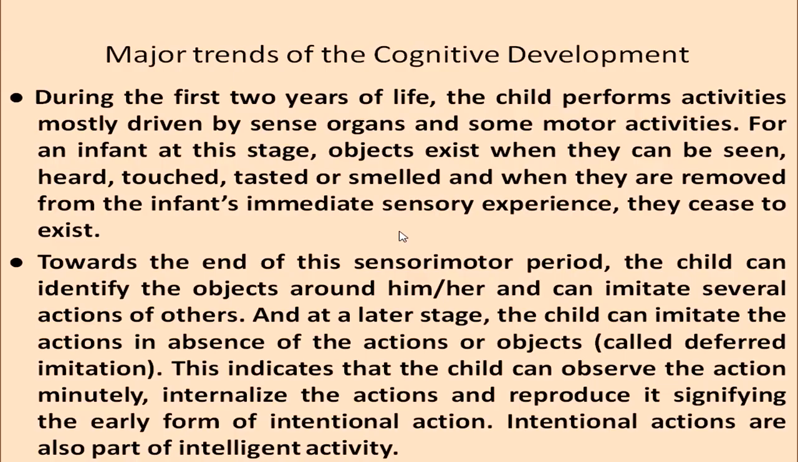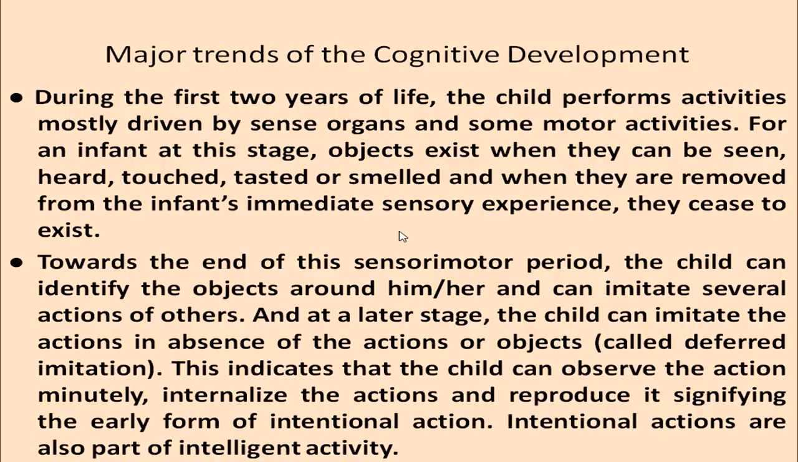So, the major trends of cognitive development. During the first 2 years of life, the child performs activities mostly driven by the sense organs that I told you, and their motor activities, that is movement of the muscles of the body, which can be the fine motor or the gross motor activities, that is the movement of the fine muscles or the larger muscles. For an infant at this stage, objects exist when they can be seen, heard, touched, tasted or smelled, and when they are removed from the infant's immediate sensory experience, they cease to exist. So, that is what I talked about, object permanence. What is out of sight is out of mind for them.